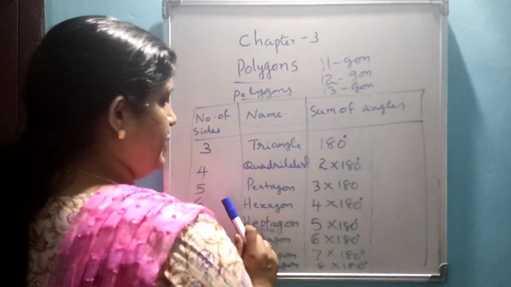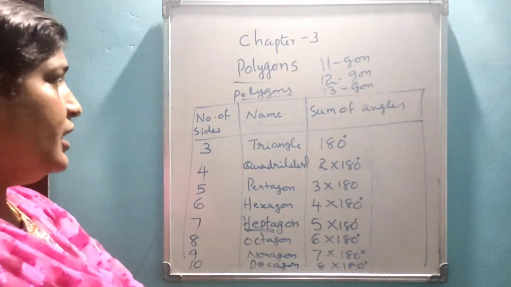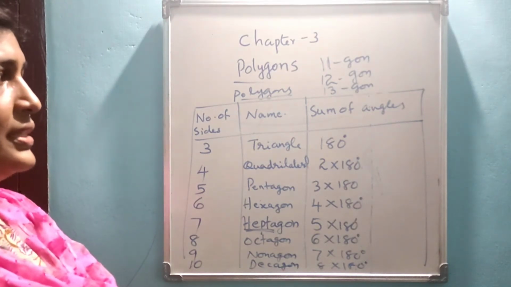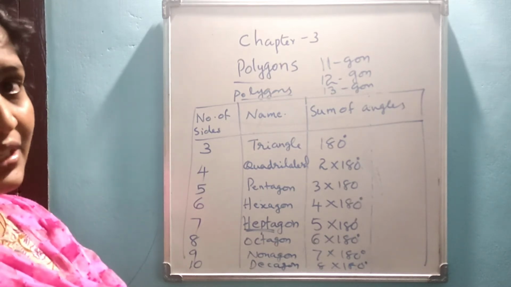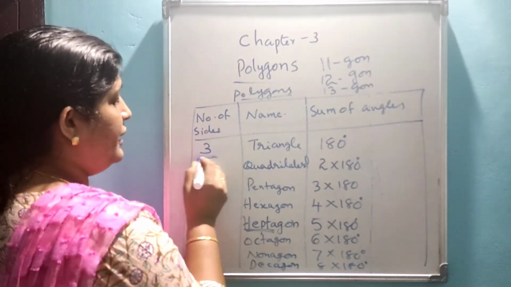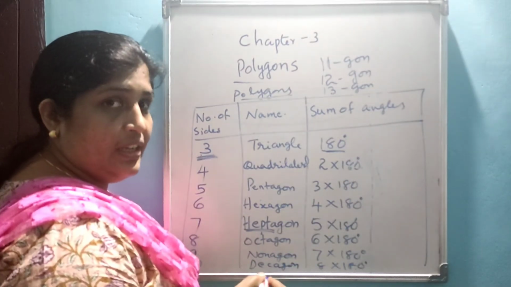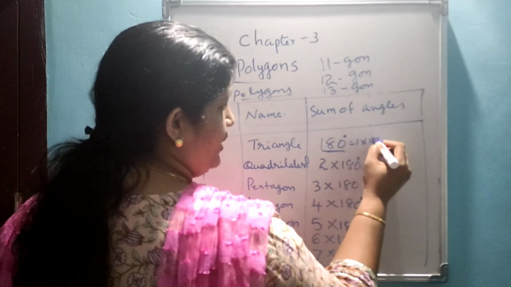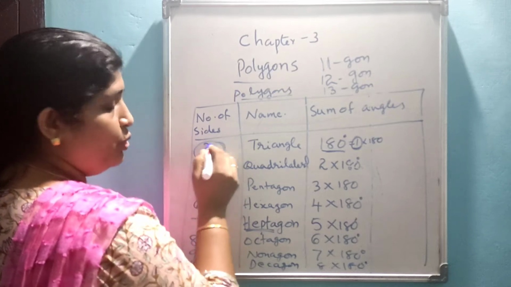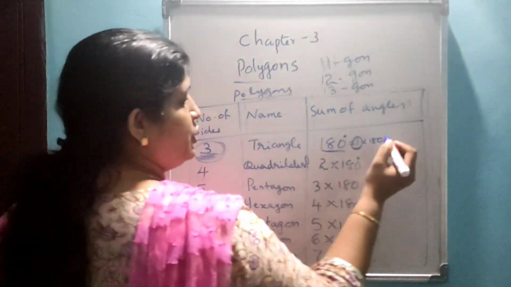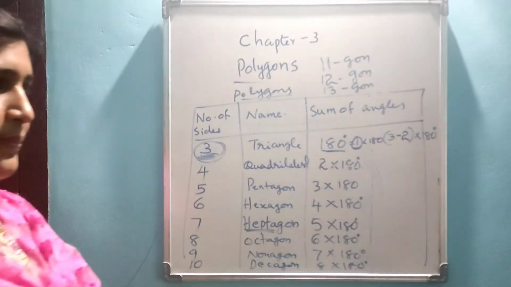For a triangle 180, for a quadrilateral 2 into 180. Then how do we connect the number of sides of the polygon and the sum of angles of the polygon? See, here the number of sides is equal to 3 and the sum of angles is equal to 180. This is actually 1 into 180, right? And this one is actually number of sides minus 2, that is 3 minus 2 into 180.